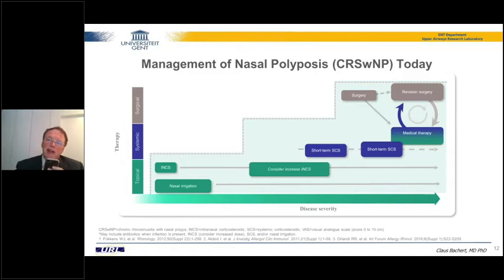Because let us not forget that patients are not only troubled by their disease, but also by the consequences of the disease management or therapy. Think of systemic corticosteroids, think of complications of surgery. So we have to make very sure that we select the right patients for the best treatment, and that is our task for the next decade.